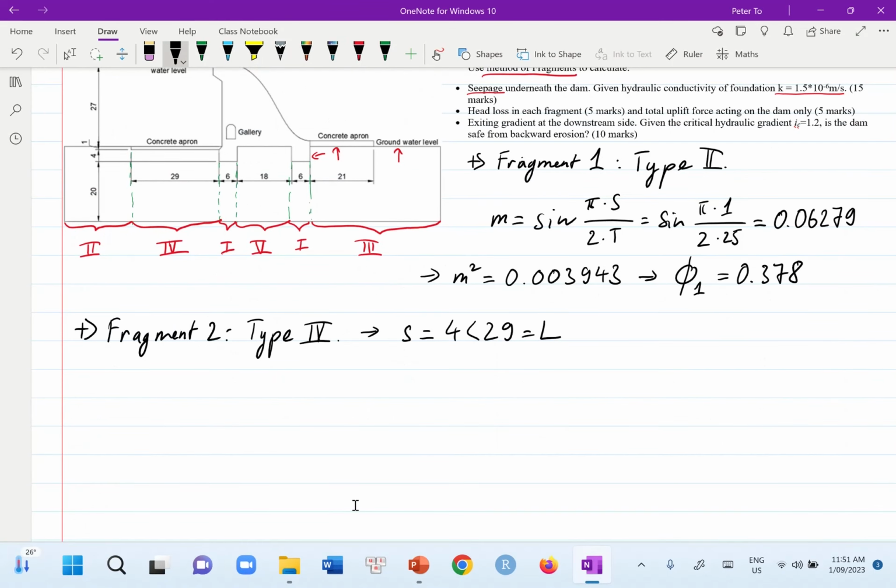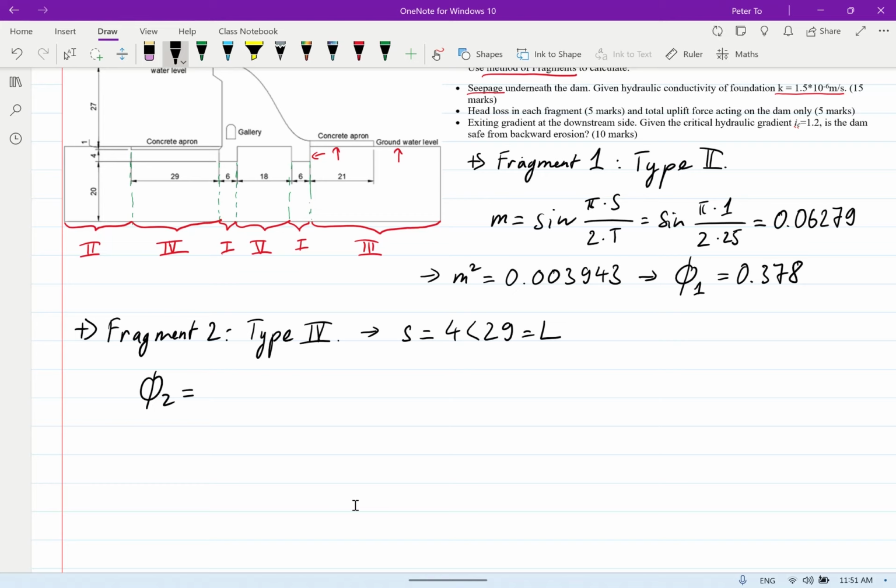So from here, I have my phi 2 equal to natural logarithm of 1 plus s over t minus s plus l minus s over t. Alright, where it should be the natural logarithm of 1 plus the step, which is 4. This is a step. Alright, over the t minus s.